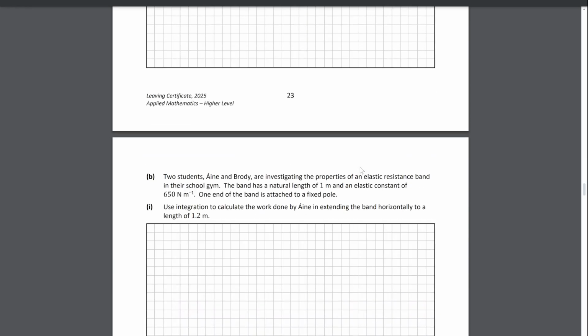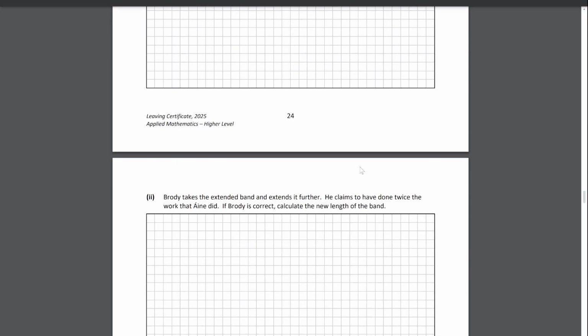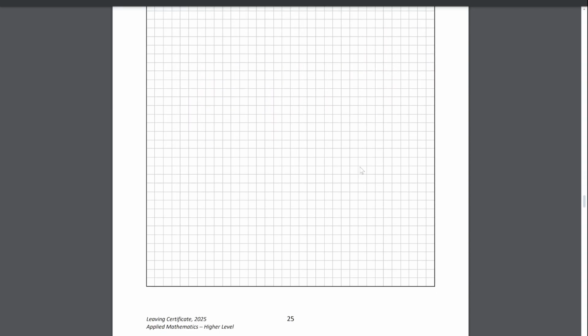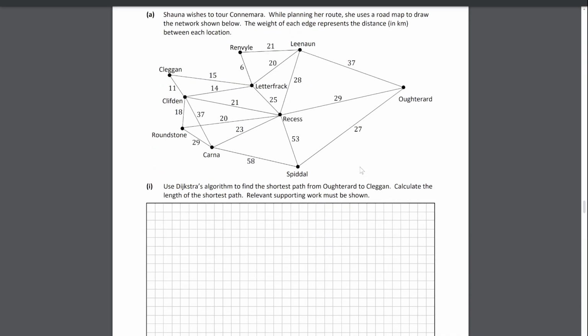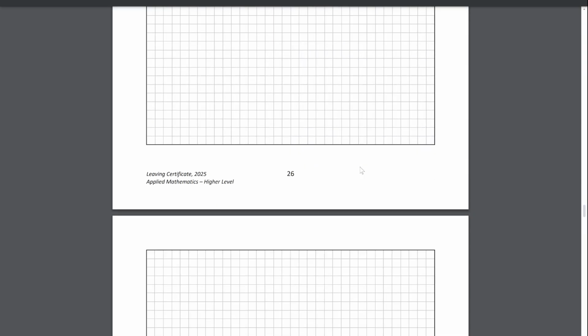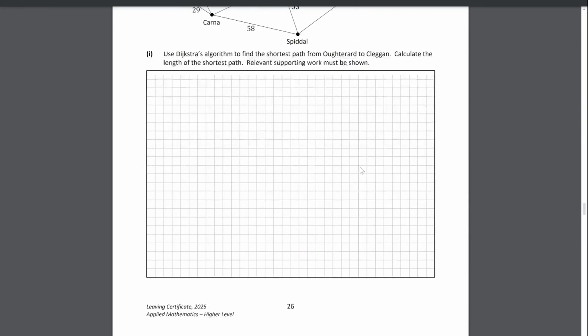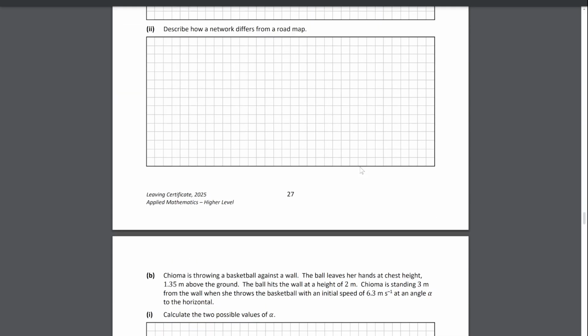Stage and state, that's again standard theory. And then they have a part B in here about work done on an elastic string. Yeah, it's a bit of an odd question. Now, Dijkstra's question, again, a fairly okay setup. It is actually a smaller network than normal, which I think is alright, but still quite complex.